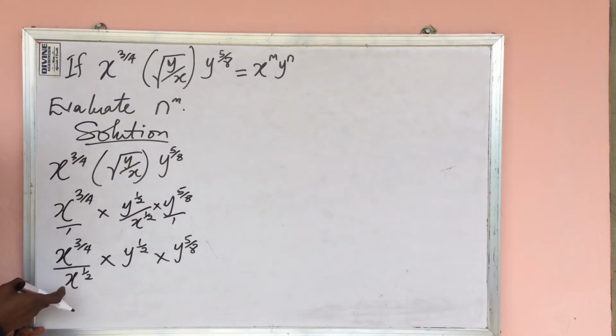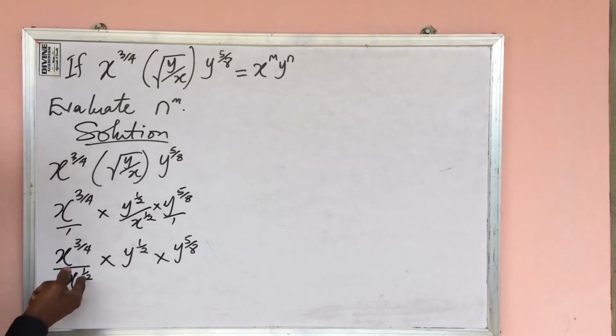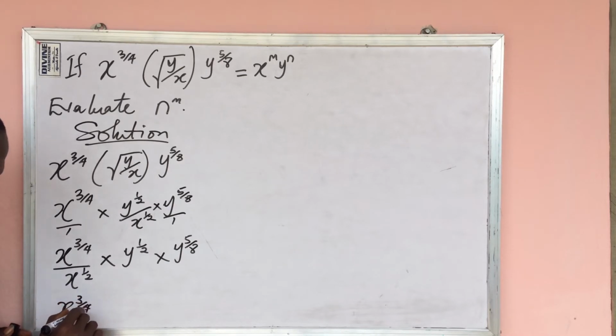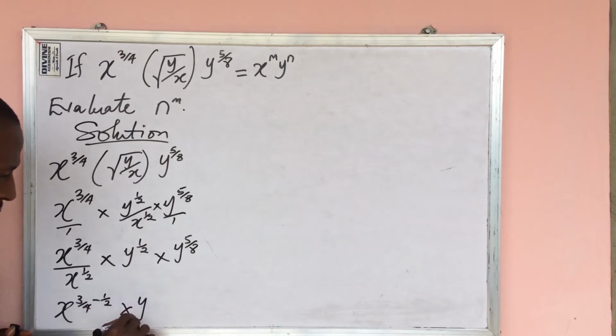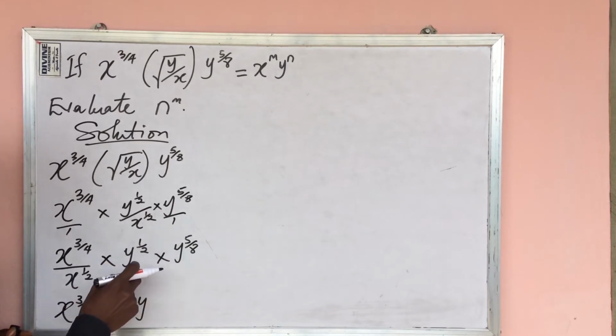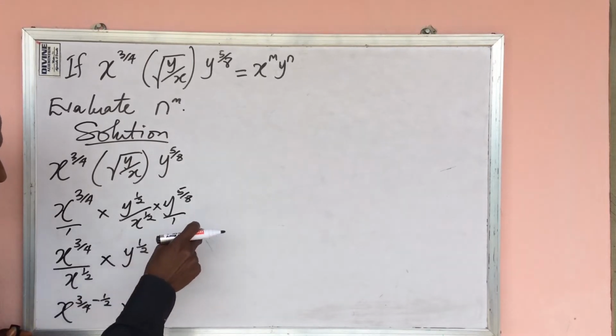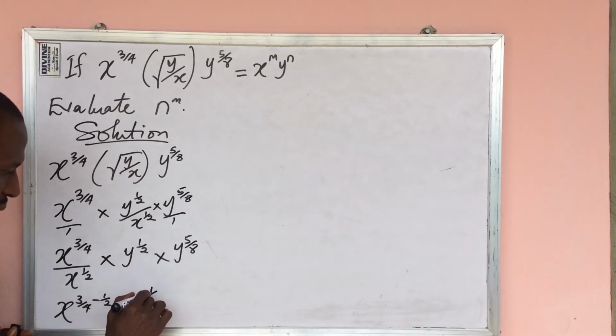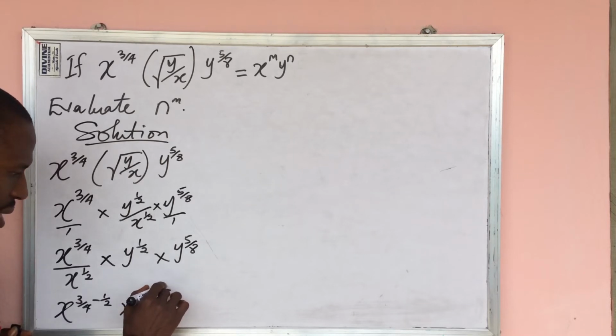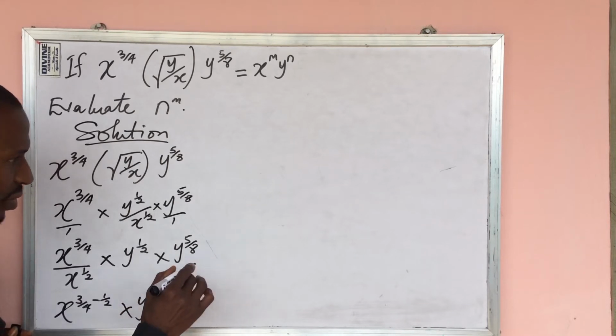We apply the law of indices here. This is a division sign. It says when the bases are the same and you have a division, then subtract the power. So the power turns to minus. This will now give us x to the power of 3 over 4 minus 1 over 2, times y. Here we have a multiplication and the bases are the same, so we add the power. So this will give us 1 over 2 plus 5 over 8.